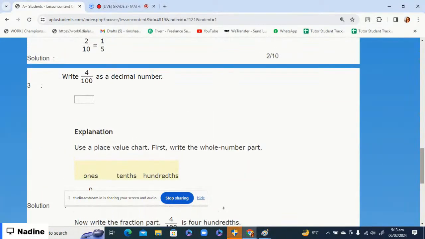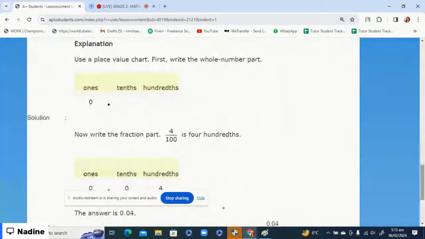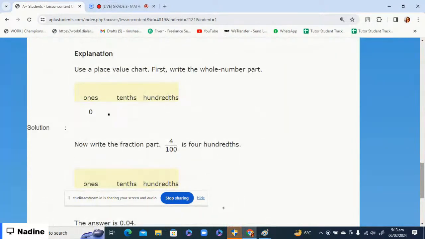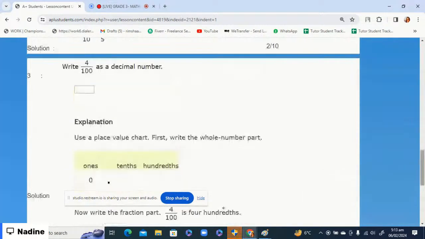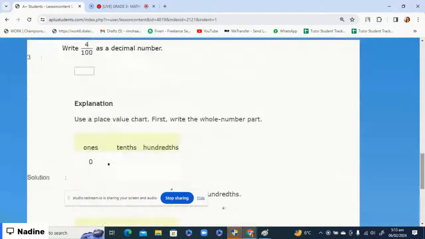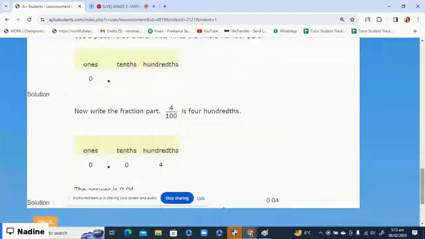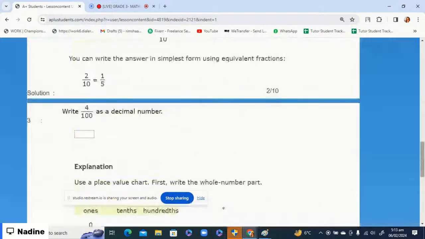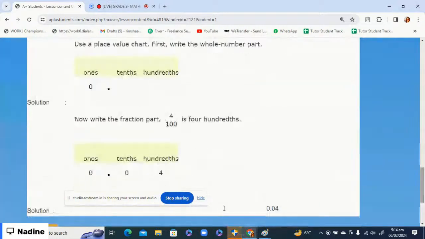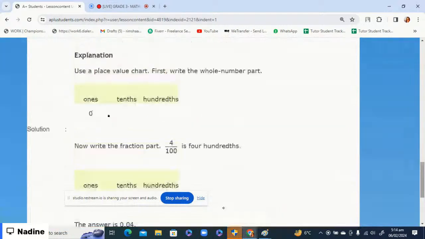write 4 over 100 as a decimal number. It's the same thing you are going to put. Now ones, tens and 100, like the previous one we are using. In place of ones, there is 0, because there is none, and the numbers go in the tenth and hundredth places. So this is, look, 4 over 100. 4 is in the 100th place. So we are putting 4 in the 100th place, and on the tens place we are just going to put 0. So this becomes 0.04. Okay.